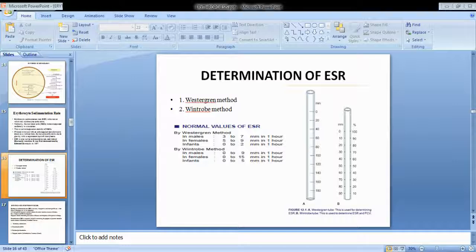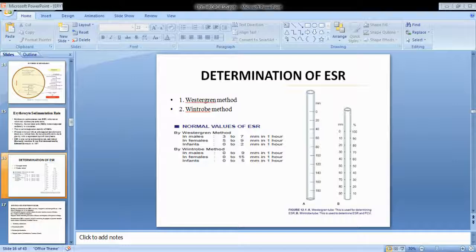Then the tube is fitted to the stand and made to stand on the rubber platform, and it will be left undisturbed. Then at the end of 1 hour, the reading will be taken. The same way, the Winthrop tube. It is a short tube when you compare it with the Westergren tube. It is open only on one end.